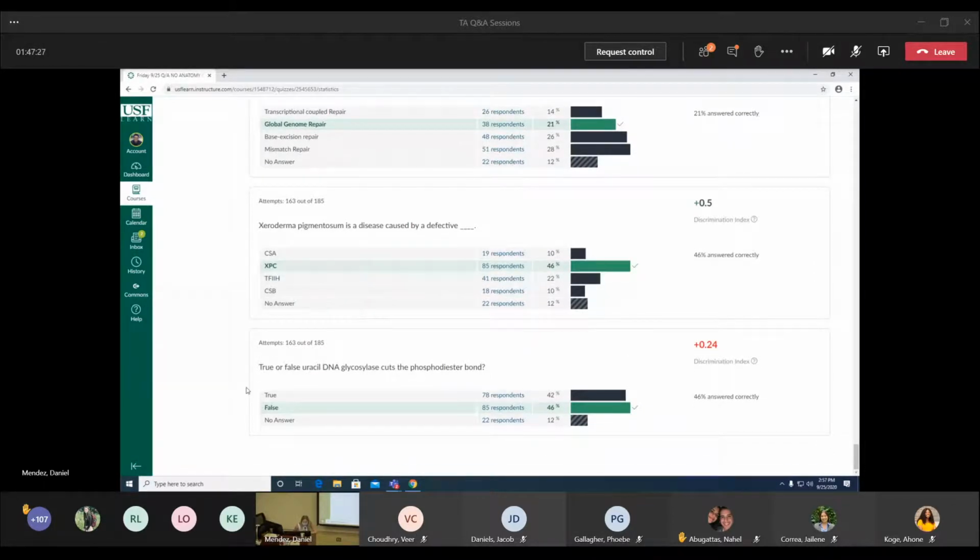Okay. So true or false, uracil DNA glycosylase cuts the phosphodiester bond. That's false. What bond does it cut? Somebody tell me. Yeah, glycosidic bond. I thought somebody typed something. Okay. So you have to know that difference. That's why he wants you to know which bonds are which. He wants you to know the numbering system of the sugar. Make sure you guys know that. Okay.